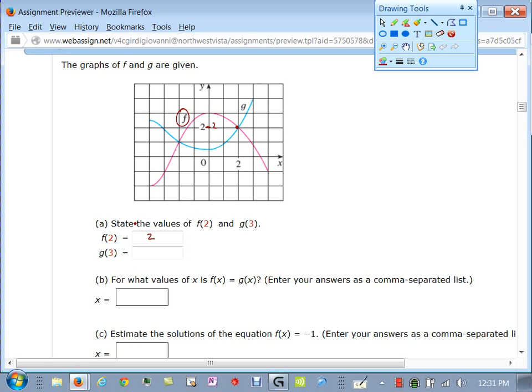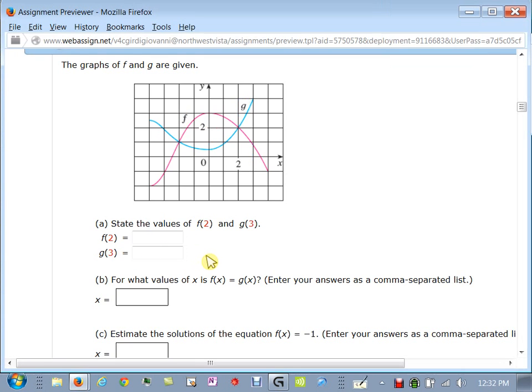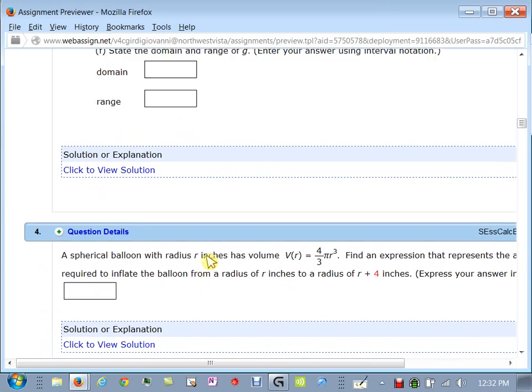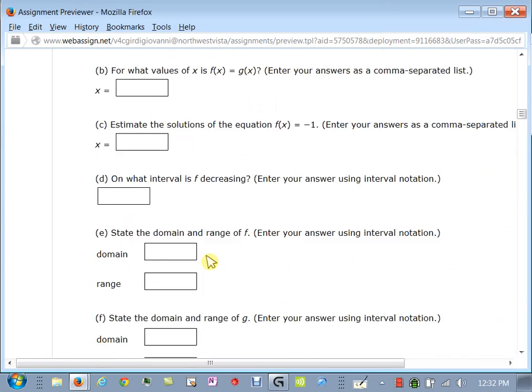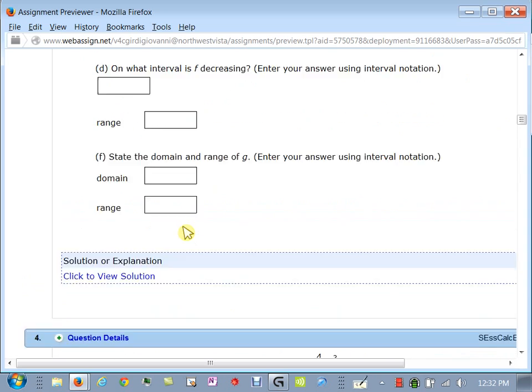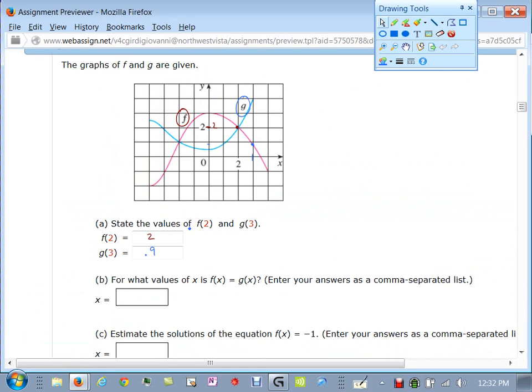And now I want to go to g of 3. So g is the blue function, right? G is the blue one. I want to go out to 3, and I want to go up and see what its value is. And it looks like it's almost 1. I'm going to say it's like 0.9, let's say. Curious to see what they have here. Yeah, well, we won't look at it, but bring that back in there. There you go. Okay, next part.